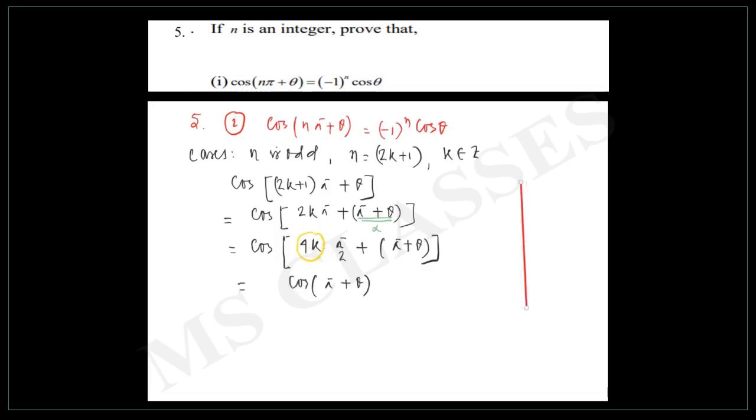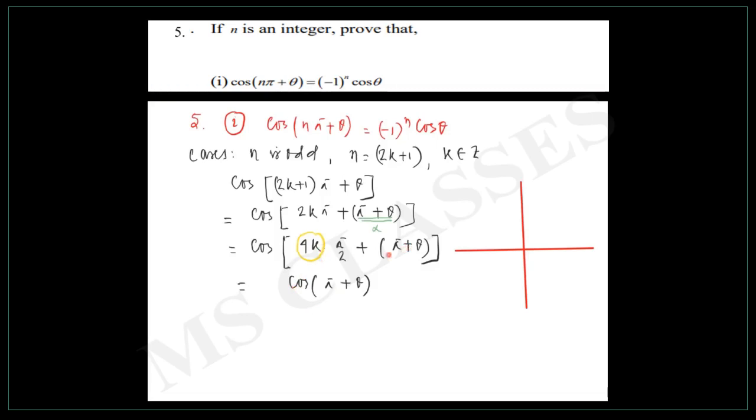Now here it is 4k. What can we write here? 4k means even multiple. Even multiple means cos will be remaining as cos. This is the first point we have understood. It will be remaining as cos, cos of pi plus theta. Now after that what will we do? It is cos of 4k pi by 2 plus pi plus theta. We have written this one.